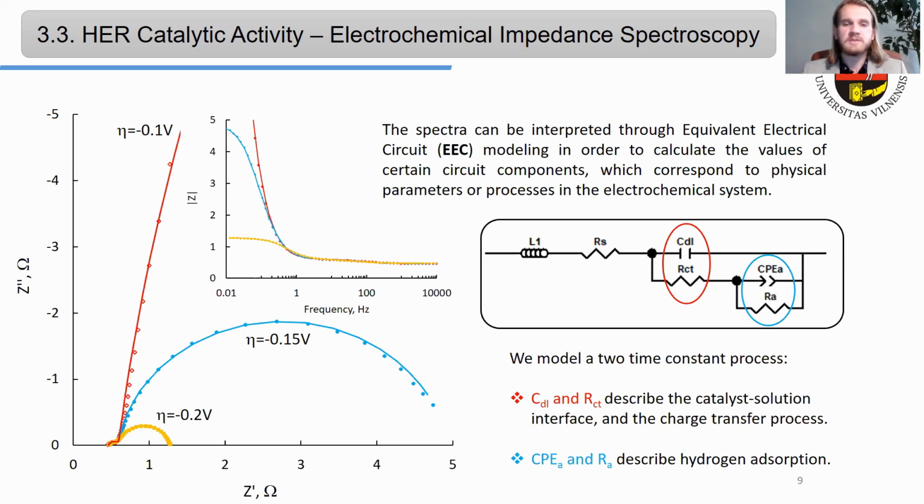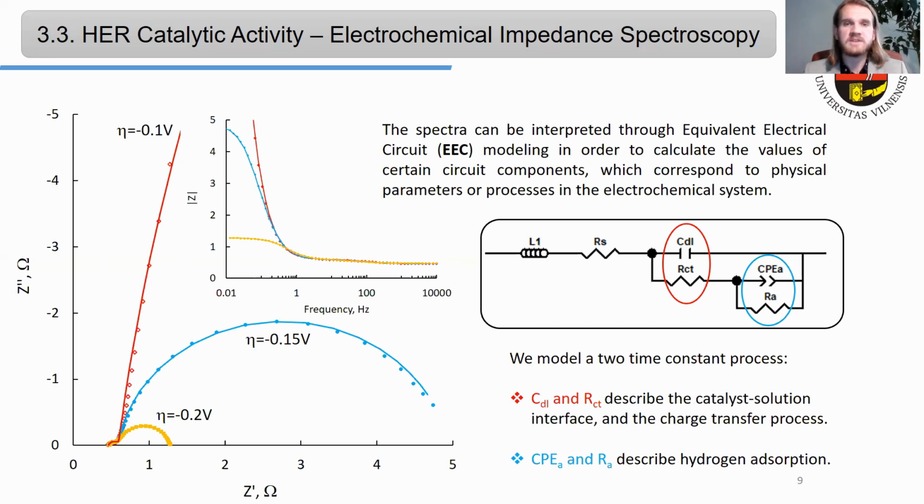The impedance spectra that we obtained are presented in this figure on the left. Now, at the very least, it is worth comparing them by magnitude. Essentially, the smaller the spectra, the smaller the impedance. For example, the impedance of the system at minus 0.1 volts is much larger than the impedance of the system at minus 0.2 volts. This can also be inferred from Bode coordinates, which are shown in the inset, where the y-axis is precisely the total impedance of the system.